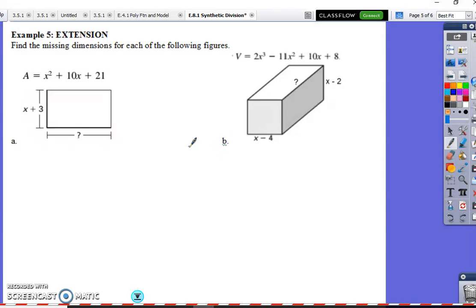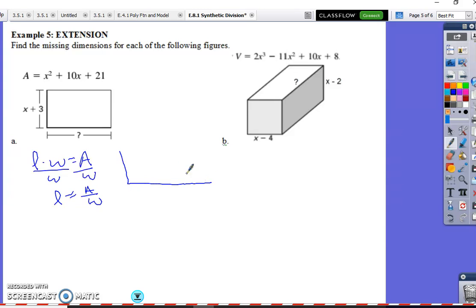Find the missing dimensions for each of the following figures. You're given an area and you're given a rectangle here, so you know that length times width equals area for a rectangle. Or we know that if we take the area and divide by the width, then we can find the length, which is what we're needing here. So if we divide this by width, the length is the area divided by the width. So this is where our long division is going to come into play. We're taking this and dividing by this right here.